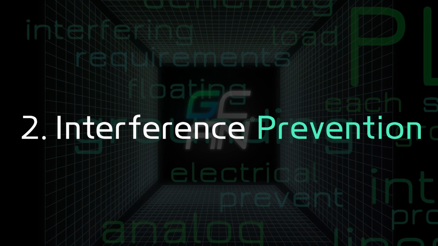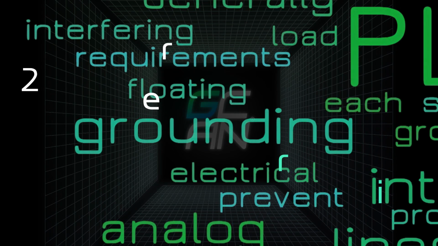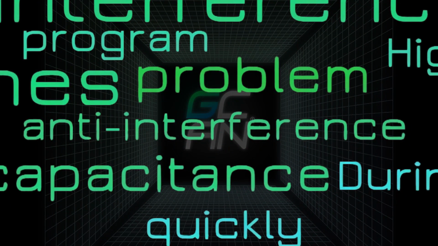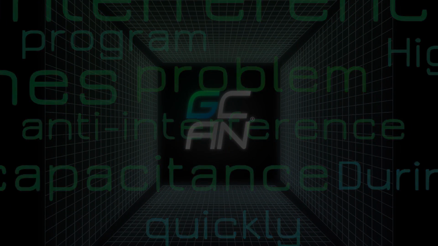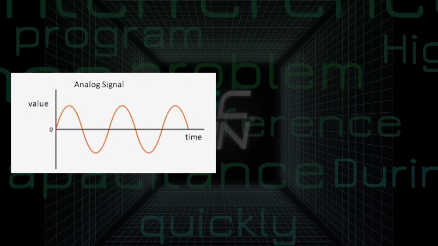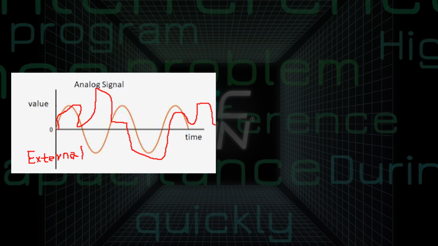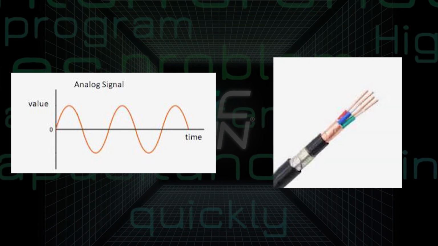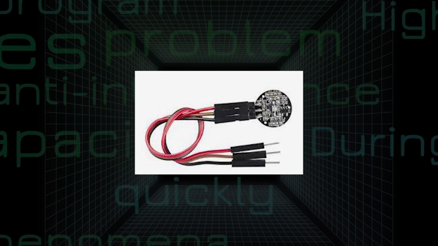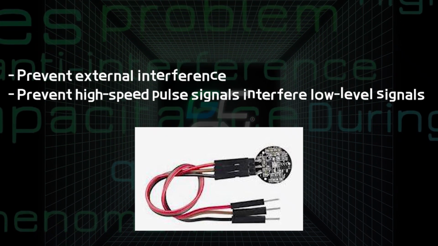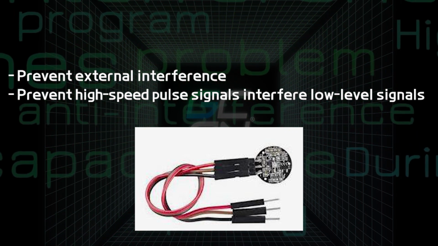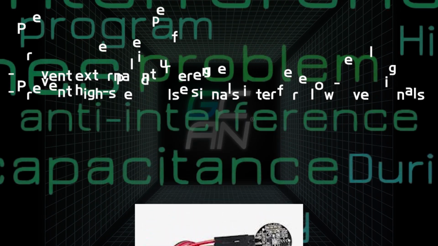2. Interference prevention. In addition to grounding measures, some anti-interference measures should be taken during cable design selection and laying construction. The analog signal is a small signal which is easily affected by external interference, so a double-layer shielded cable should be used. High-speed pulse signals such as pulse sensors should use shielded cables, which not only prevent external interference, but also prevent high-speed pulse signals from interfering with low-level signals.